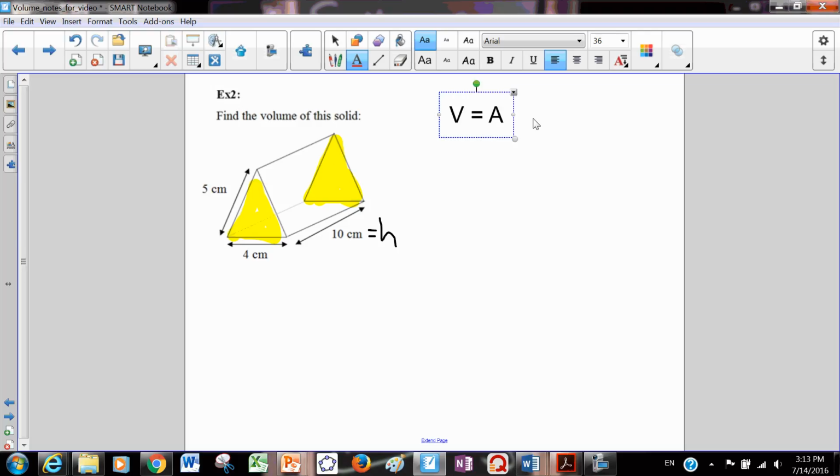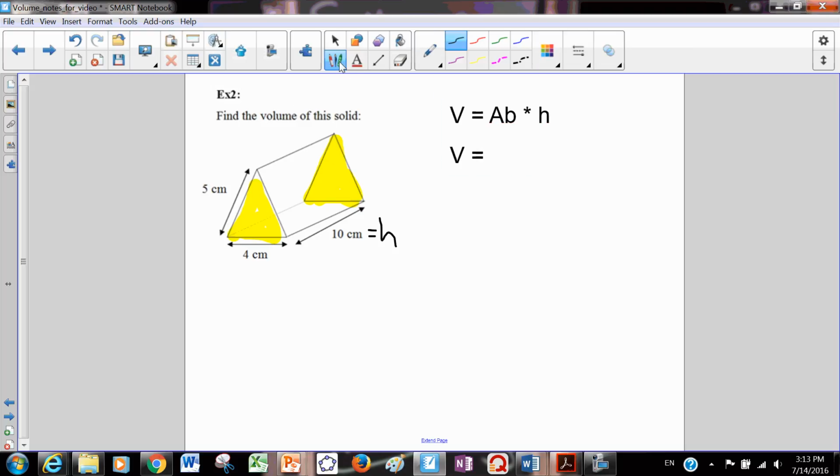Volume is equal to area of the base times the height. Here the base, we said it's a triangle. How do we calculate the area of a triangle? It's base times height, and then we divide it by 2. So be careful, this is the height of the triangle, and the other one is the height of the prism. You have to pay attention, it's not the same thing.